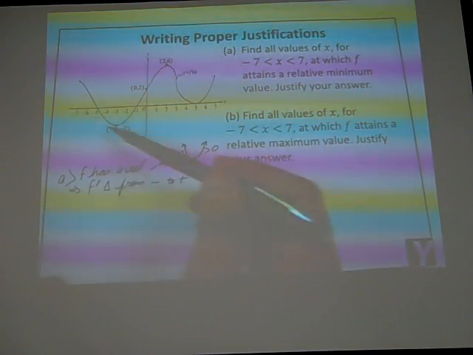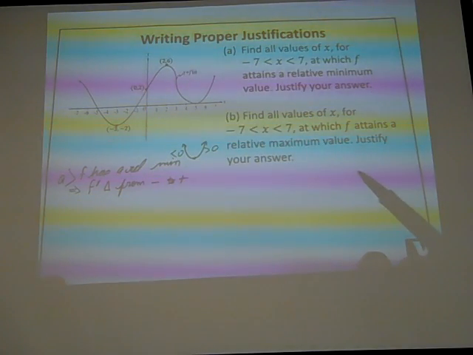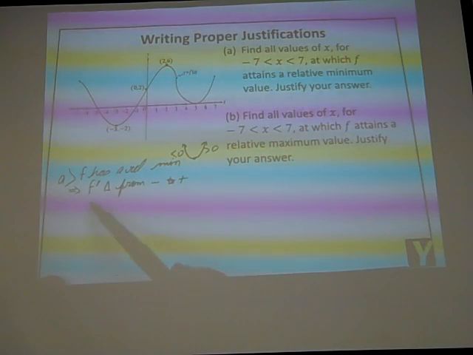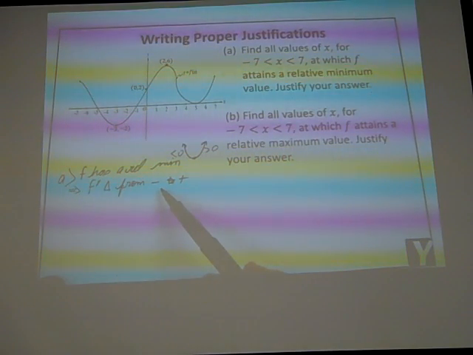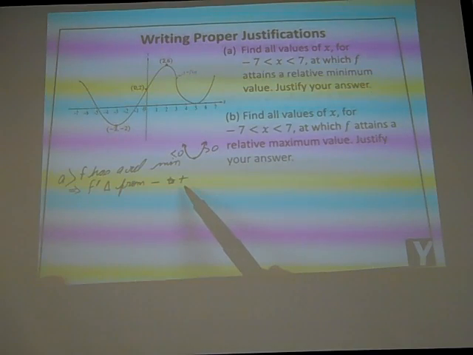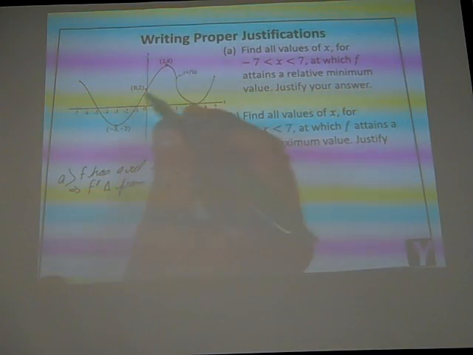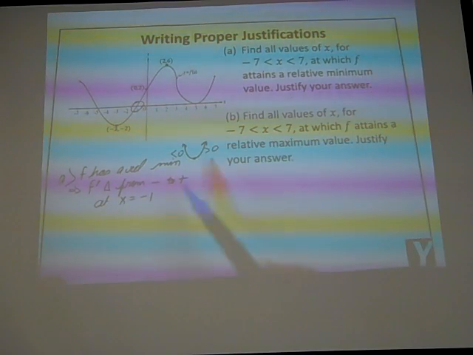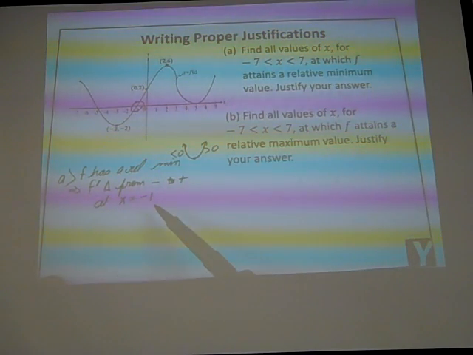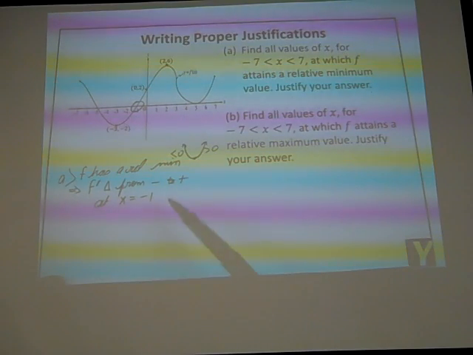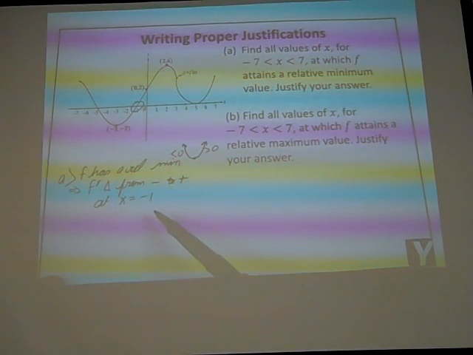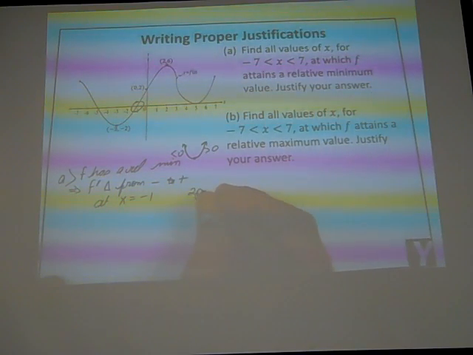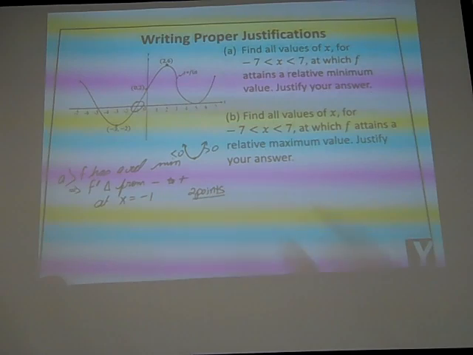Where on this graph do we see f prime changing from negative to positive? Or another way to say that is, where does f prime change from being below the x-axis to above the x-axis? And that happens right here at x = -1. So x = -1 is the x-coordinate for the relative minimum of the original function. Done.